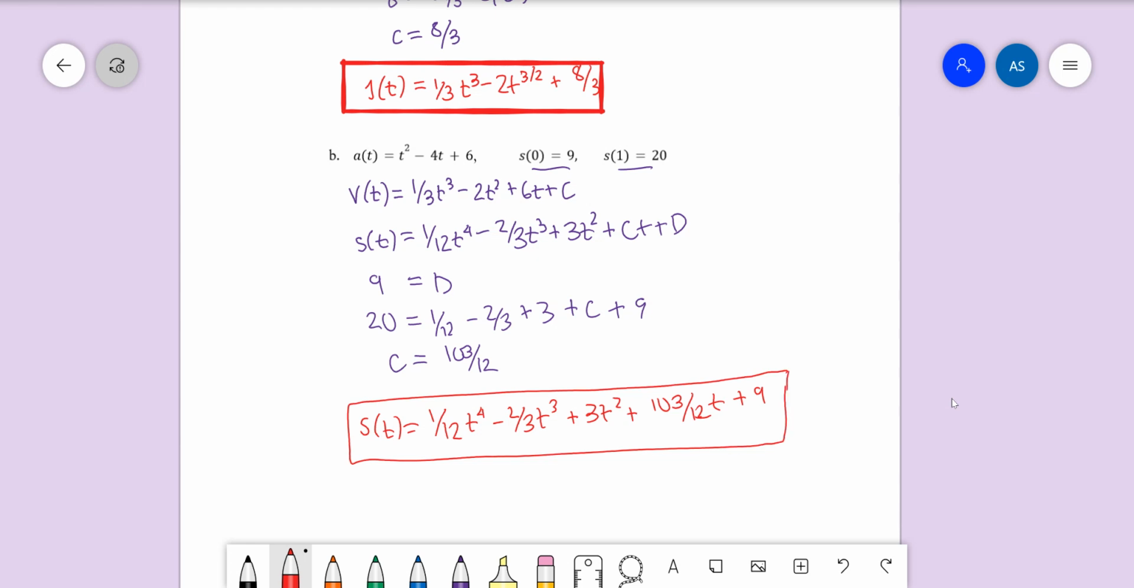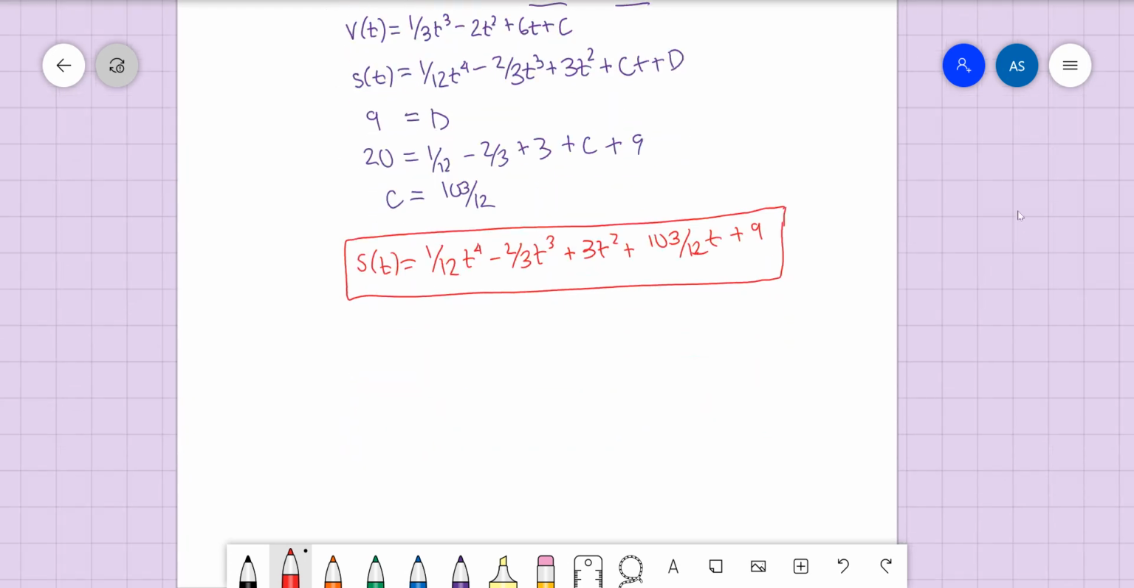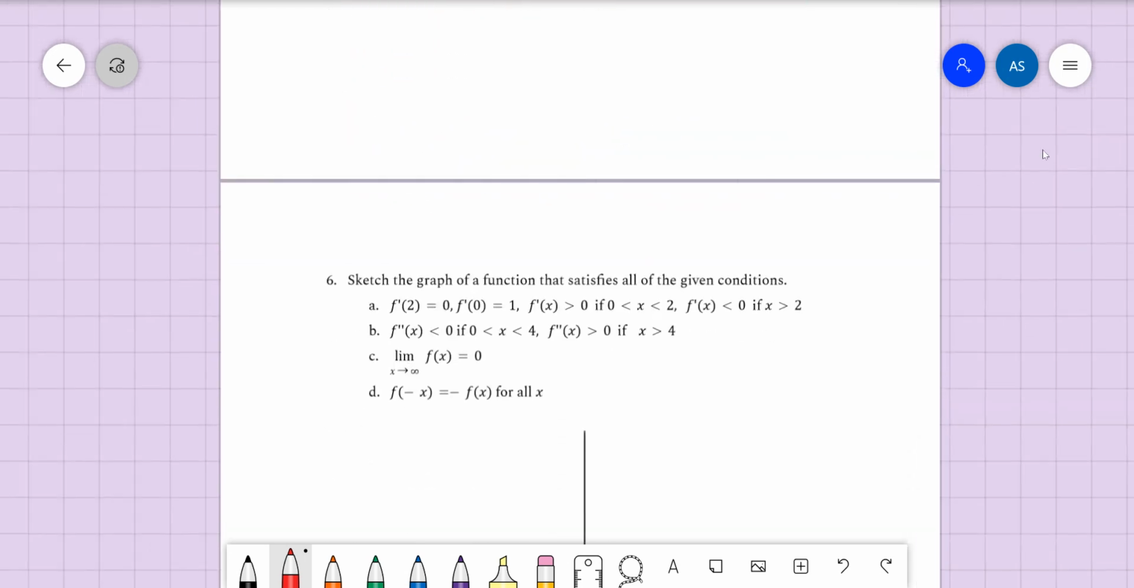Oops. There we go. Moving right along, we go on to number 6.